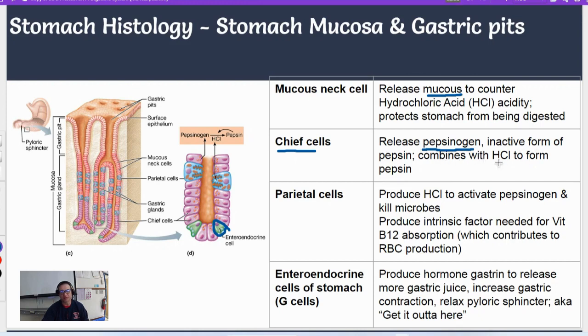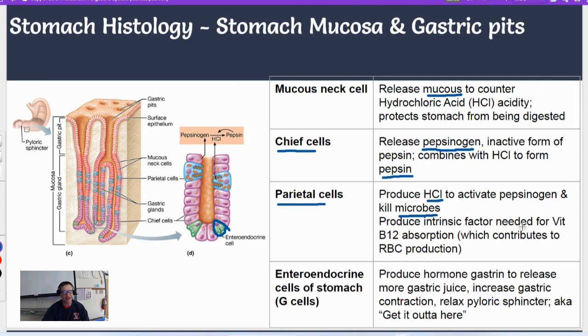Chief cells, remember, those guys release pepsinogen, which is an inactive enzyme. But when it mixes with hydrochloric acid, it's going to form the active enzyme called pepsin. Pepsin is important in protein digestion, breaking down proteins. Parietal cells produce hydrochloric acid, which activates the pepsinogen. Remember, it also denatures proteins and kills microbes. So if you eat stuff with, say, bacteria in it, the acid is going to kill most of that.